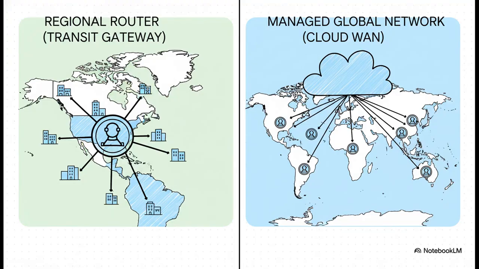At a high level, the distinction is pretty simple. Transit Gateway is a super powerful regional router. It's fantastic for connecting VPCs and on-prem networks inside a single AWS region. Cloud WAN, on the other hand, is a managed global network. It operates a layer above TGW, creating this unified backbone that feels like your own private global MPLS network.